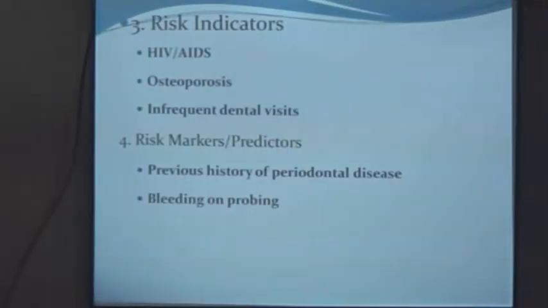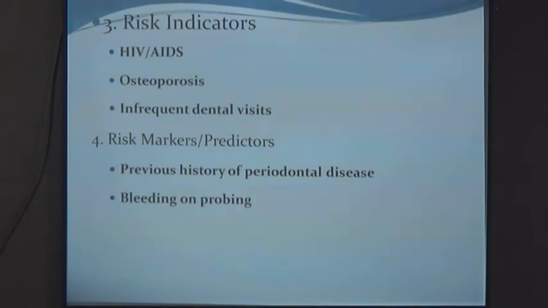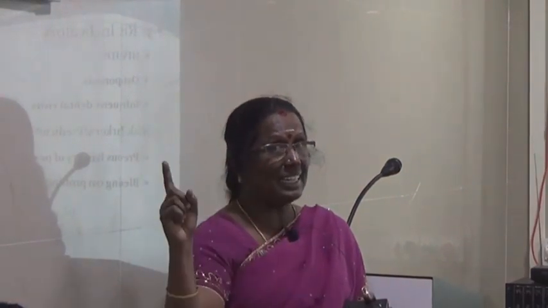Indicators, risk, you should know the difference between risk factor, indicators, determinants and markers. So, the indicators are HIV, osteoporosis and infrequent dental visits. Risk markers: the patient will have a previous history of periodontal disease, and bleeding on probing will be a risk marker. You remember when I was saying about diagnosis, I said bleeding on probing is only a screening and it is a risk marker. So, by saying the patient is having bleeding on probing, one of the risk markers, let us go ahead with other investigations like that. So, risk markers: bleeding on probing, previous history of periodontal disease.